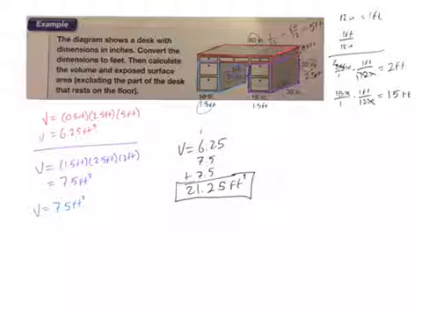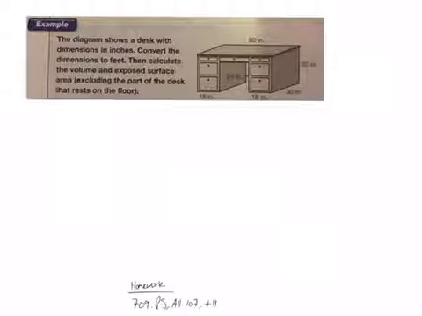Now, don't write this off too quickly here, because it says convert the dimensions to feet, we got that, then calculate the volume, got that, and exposed surface area. So I'm going to go to a new slide with the same thing, just so we'll have plenty of room. So notice that I converted the dimensions there. So let's just start finding pieces.